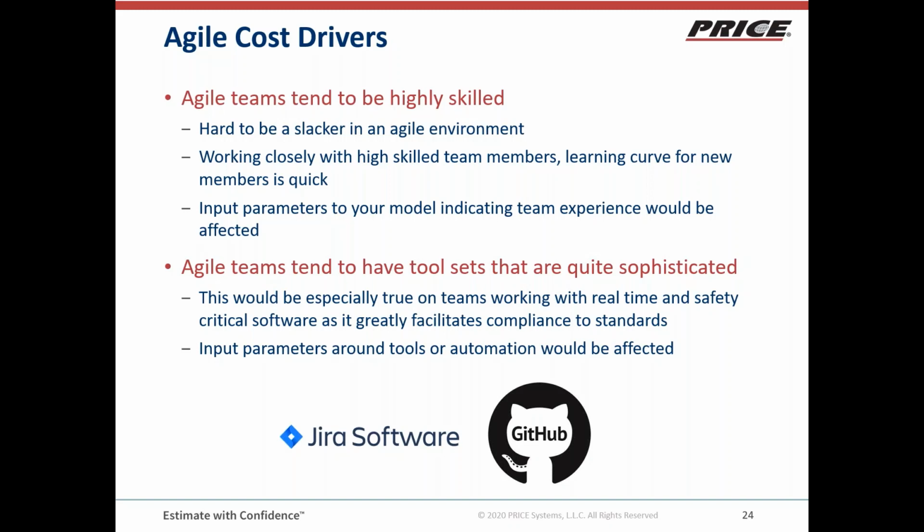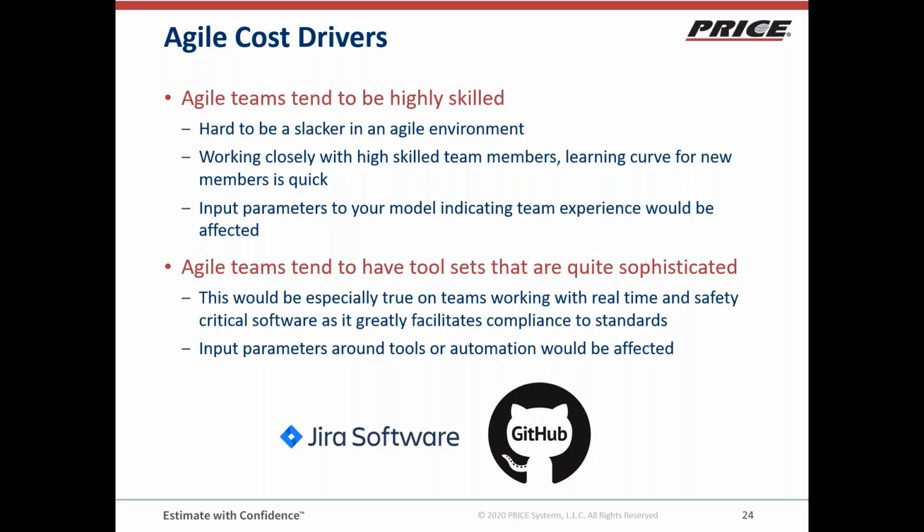So if your model has input parameters that indicate experience and level of knowledge of the team, you want to think about how you might want to adjust that, because this is a highly skilled team that works well together and has worked together on other projects. So take credit for that. That's going to increase productivity.